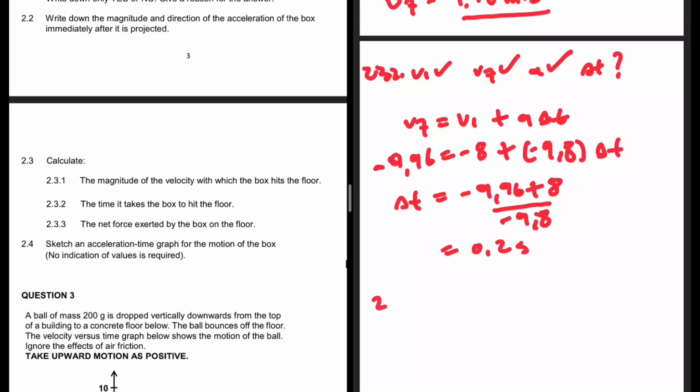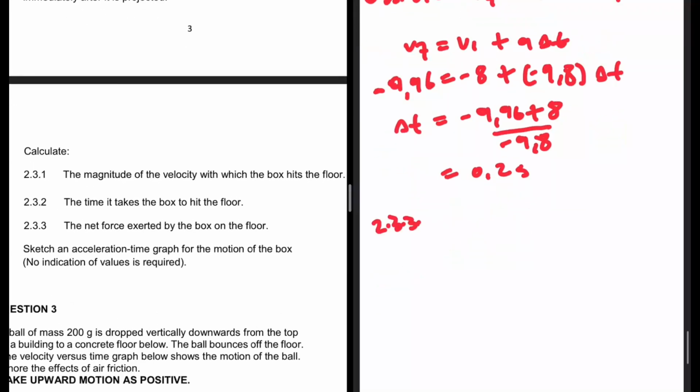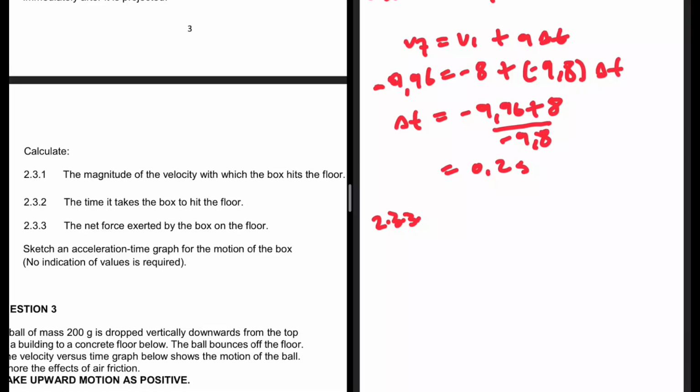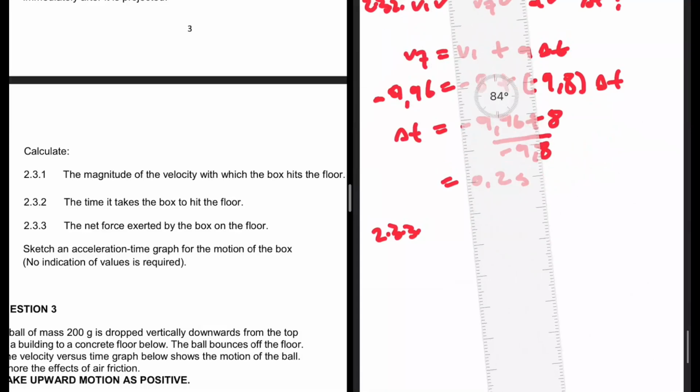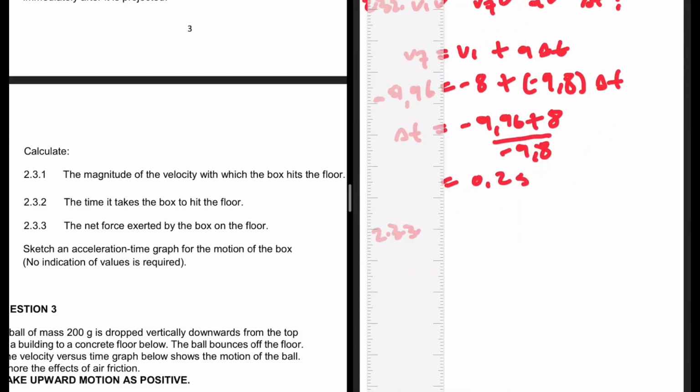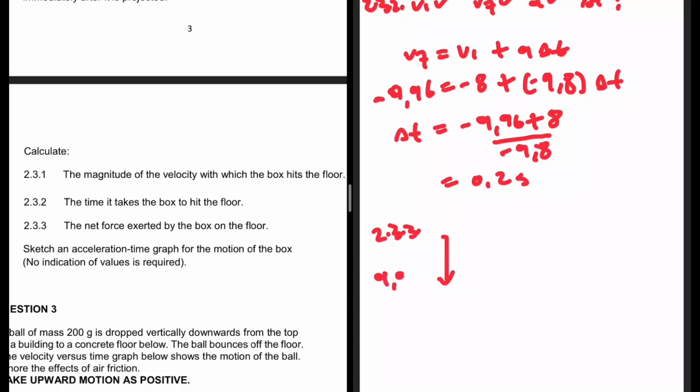2.3.2 done. Let's take a look at 2.3.3. We are supposed to calculate the net force exerted by the box on the floor. Okay, so let's take a look at what happens. Obviously, the box strikes the ground with the velocity we calculated in 2.3.1. It strikes the ground with a velocity of 9.96 meters per second.